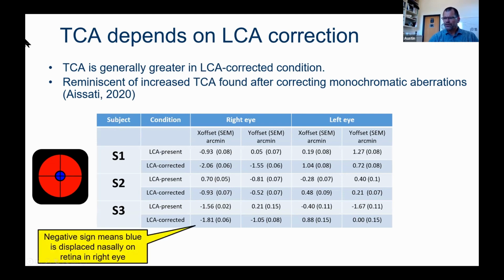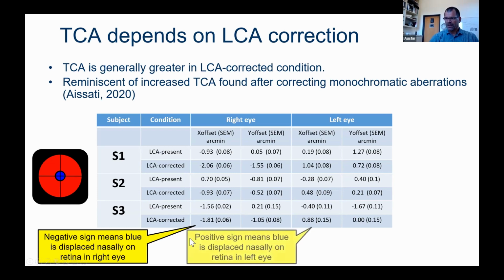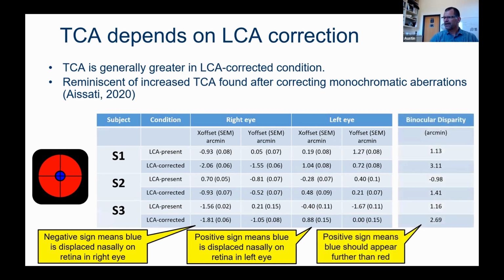Also, just want to point out the signs here now. The sign of the TCA in the X direction in the right eye, a negative sign means the blue light is displaced nasally on the retina compared to red. Whereas a positive sign in the left eye means that blue light is displaced nasally on the retina in that eye. Collectively, a lateral displacement in the left and the right eye is what gives rise to the binocular disparity.